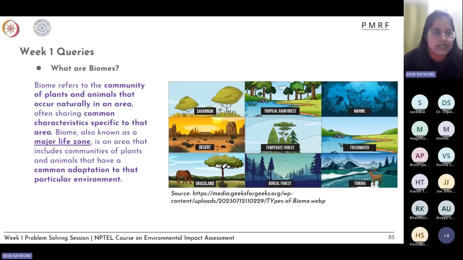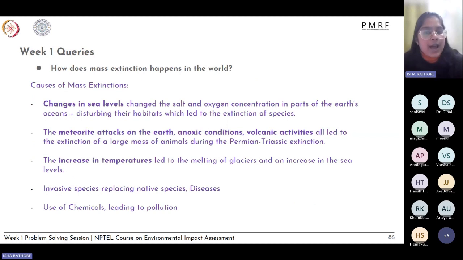Okay, moving on to the next question. So how does mass extinction happen in the world? So far there have been 5 mass extinctions, and the causes have been, the first one was changes in sea level, which changed the balance of the water quality. It changed the salt and oxygen concentration in the oceans, which caused the extinction of species living in these areas because they have certain ranges in which they can survive. So the first cause was change in the sea level.